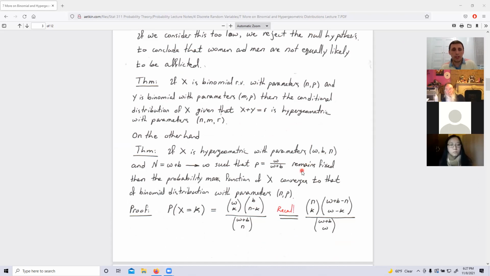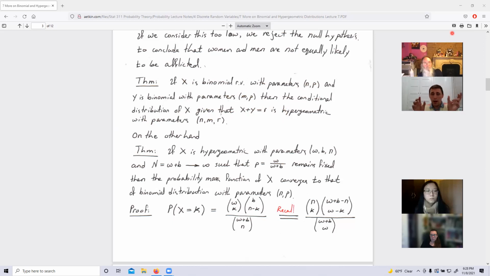All right, guys. So what else do we have? Here I quote the theorem. If X is a binomial random variable with parameters N, P and Y is a binomial with parameters M, P, we used it implicitly in the previous example, then the conditional distribution of X, given that X plus Y is R, is hypergeometric with parameters N, M, and R. And by the way, I should mention that the distribution of X plus Y, if they're not counting the same things over the same objects, is going to be a binomial with parameters N plus M, right?